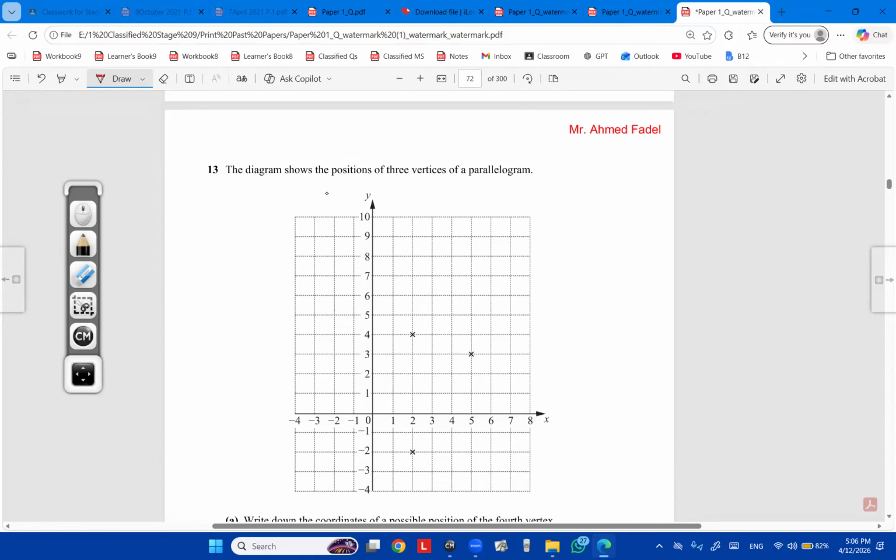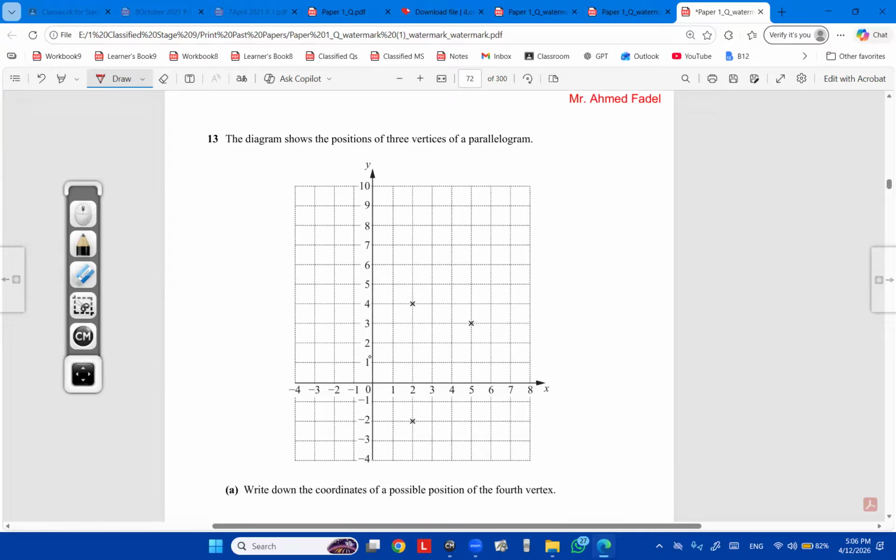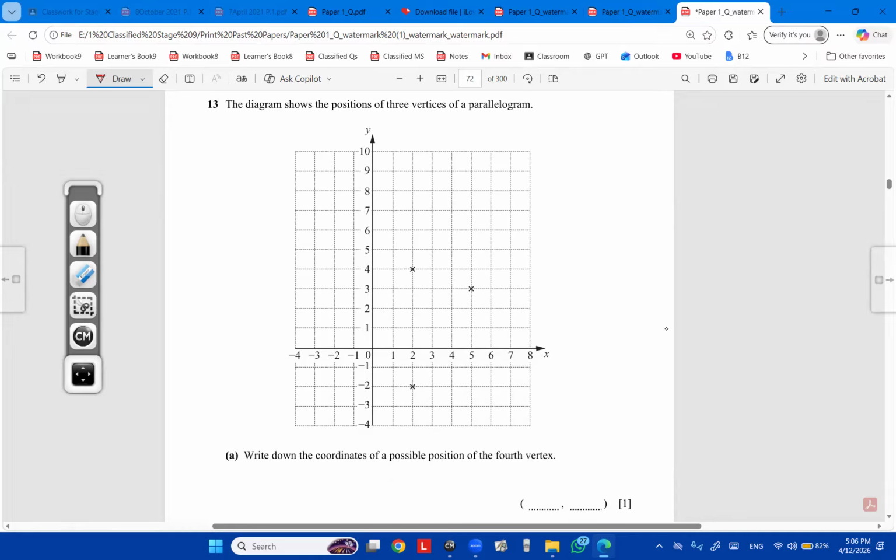The diagram shows the positions of three vertices of a parallelogram. Here are the three vertices of the parallelogram. They want you to write down the coordinates of a possible position of the fourth vertex. Then I need to see here, if you move from this one to the other one here, I moved 1, 2, 3, right, then 1 down. Then from here, 1, 2, 3, right, 1 down. So if you connect them, they're going to give you a parallelogram. And the position of the fourth point is 5, -3.